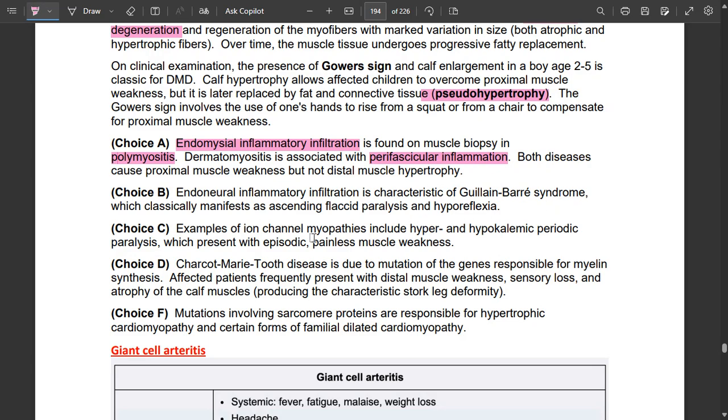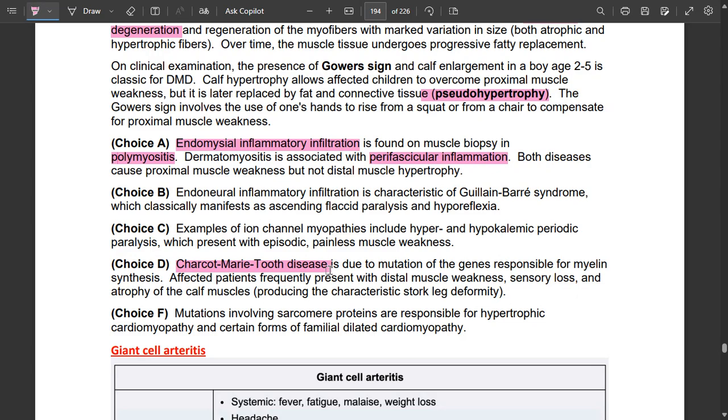Charcot-Marie-Tooth disease is due to mutation of genes responsible for myelin synthesis. If the synthesis of myelin is defective because of mutation of these genes, it can cause Charcot-Marie-Tooth disease. Affected patients frequently present with distal muscle weakness, sensory loss, and atrophy of the calf muscles producing the characteristic stork leg deformity.